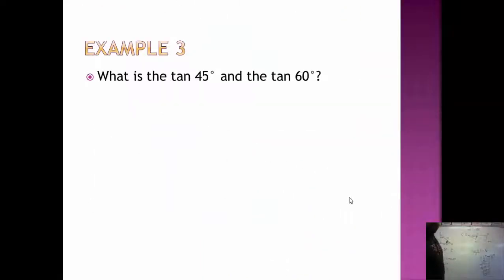All right, let's take another look. I think I have another example for you. What is the tangent of 45 and what is the tangent of 60? Does Mr. H mean, hey, look here, we got a calculator. Let's just plug it in. No. For this one, we know what a 45-45-90 triangle looks like, and we know what a 30-60-90 triangle looks like. So, let's set up both. We know what it looks like, so draw both.